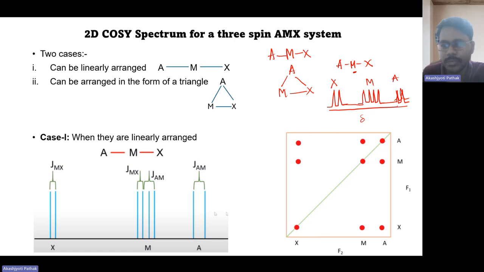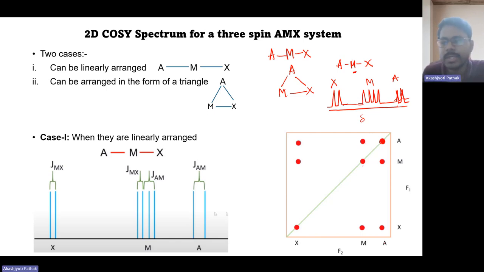Now what will you get? First, this A spin is coupled to the M spin. In the diagonal peak that you see, each of these spins is coupled to itself, right? There is an autocorrelation between A and A. So for A, there is a corresponding A in the F2 axis, and you get a peak here. Now A is also coupled to M. So you get a peak over here, that A is coupled to M.